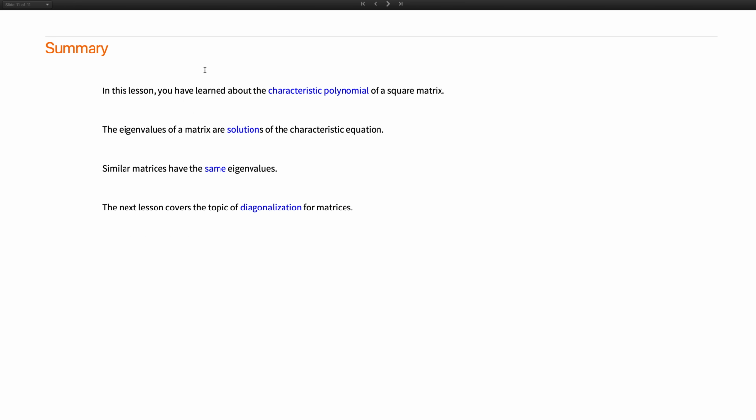Okay, so that brings me to the end of the lesson, and the point is that in this lesson we've talked about the characteristic polynomial of a square matrix. The eigenvalues are the solutions of the characteristic equation, which is an algebraic equation in lambda. And if you have two similar matrices, then they have the same eigenvalues. Next time we'll use these ideas to talk about the diagonalization of matrices.